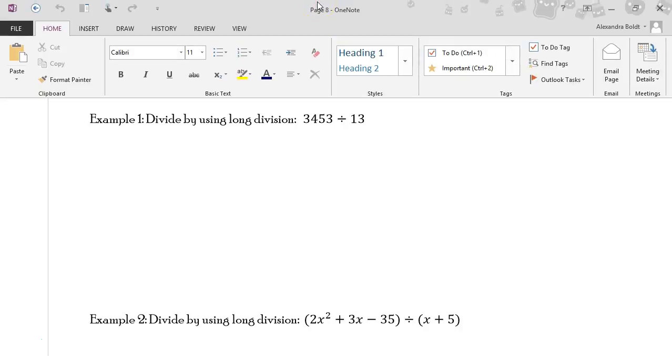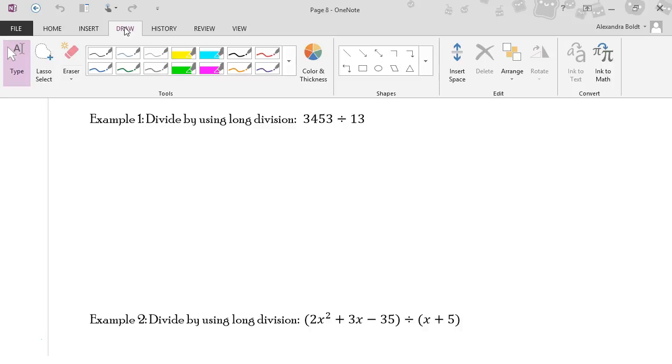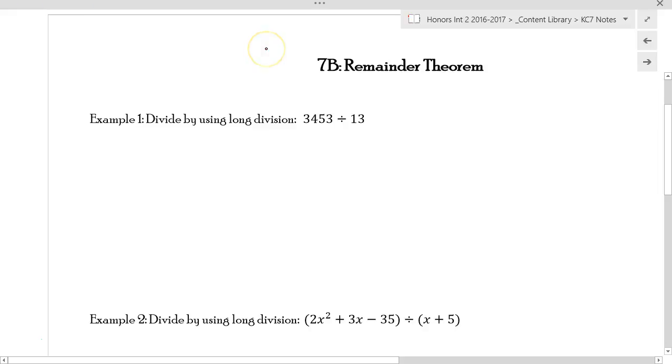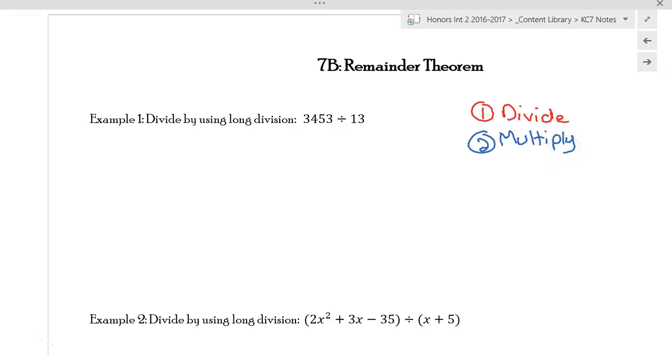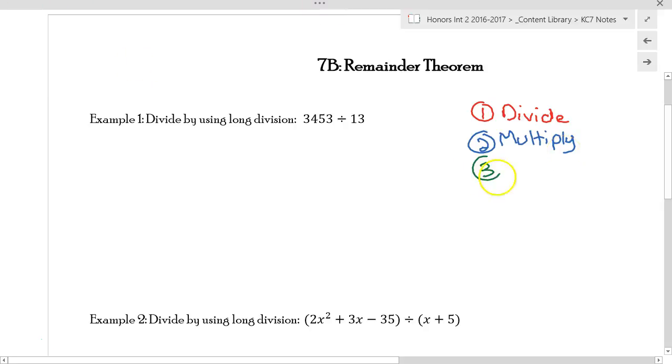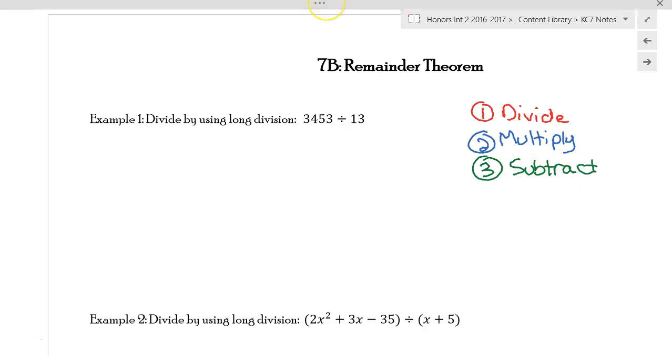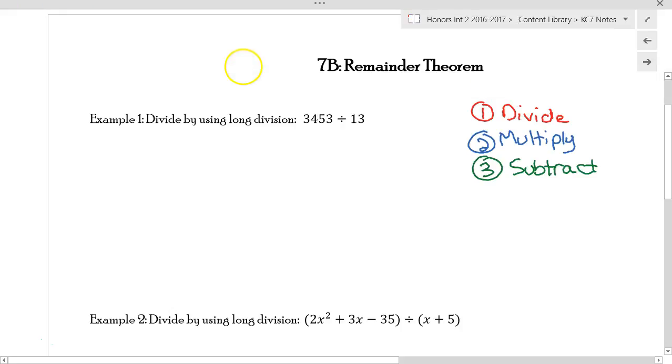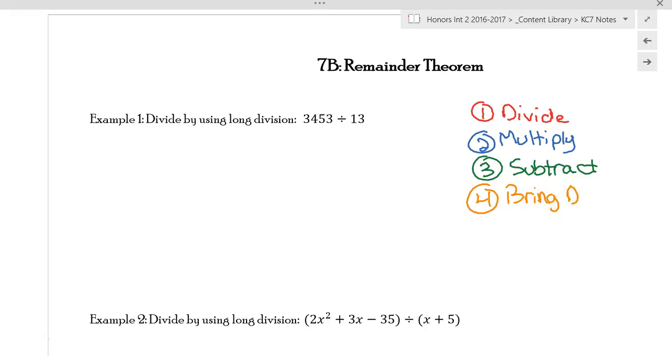So first we're going to review what long division is. If you remember, you probably learned long division in elementary school, middle school, with just regular numbers. There are 4 steps to long division. First step is to divide. The second step is to multiply. The third step is to subtract. And the fourth step is bring down. BMSE.